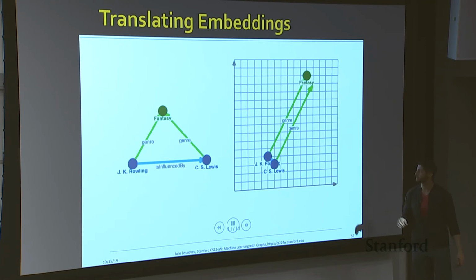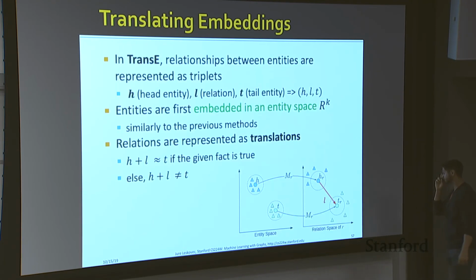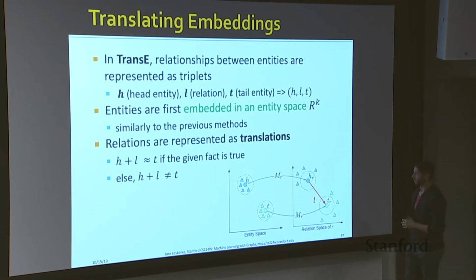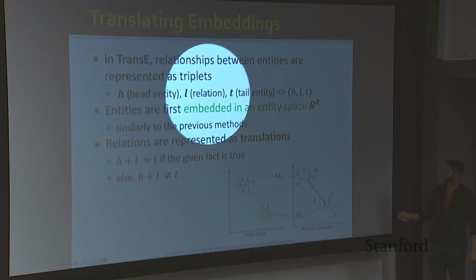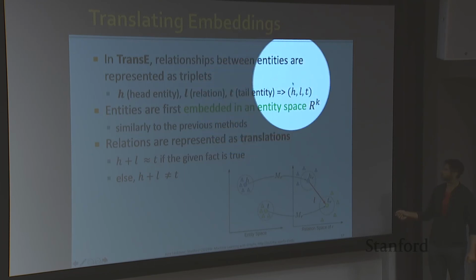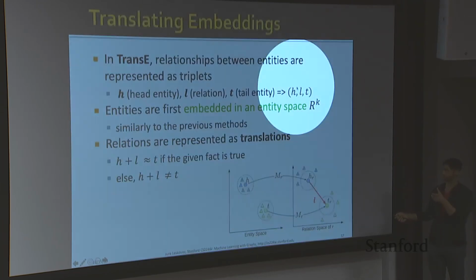Now, let's move away from the animation and try to see it as an example. So we formalize it in the following way. In TransZ, we call relationships between entities that are represented as triplets. So we have our head entity, which we call H, L is the relation, T is the tail entity. So all the information in TransZ is represented by these triplets, okay?